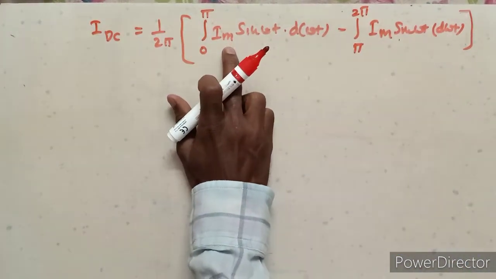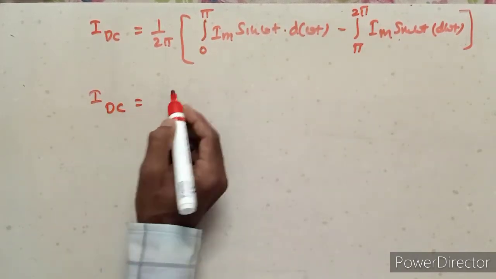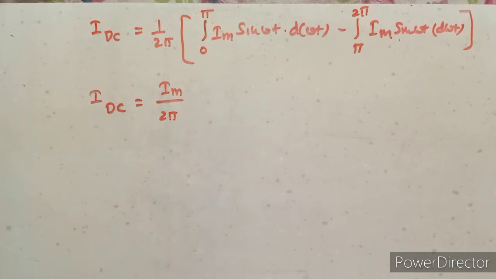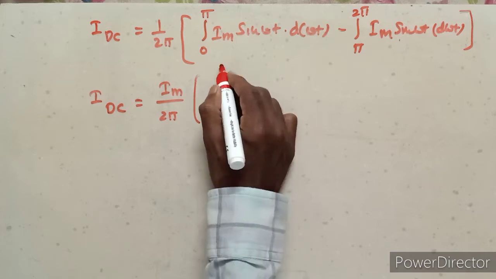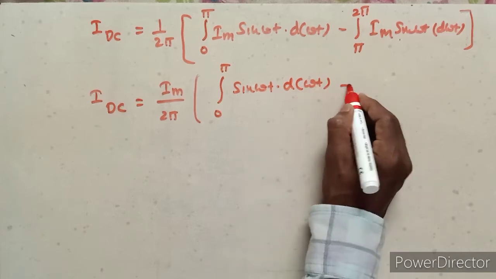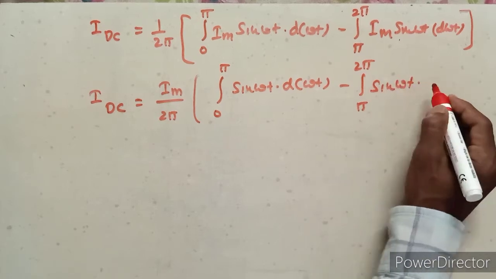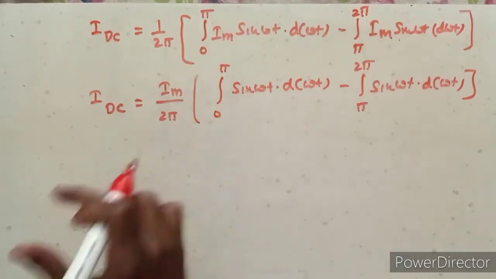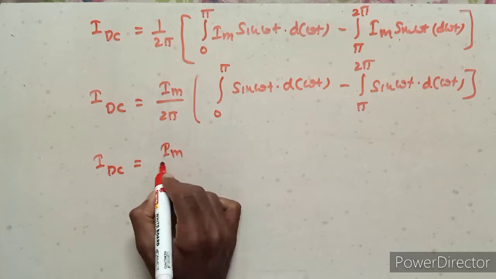So this Im is the constant value. Here Im is the constant value, totally common, take the common, Im upon 2 pi of integration 0 to pi sin omega t d of omega t minus integration pi to 2 pi sin omega t d of omega t. So here Im is the common. So I dc equals Im upon 2 pi.